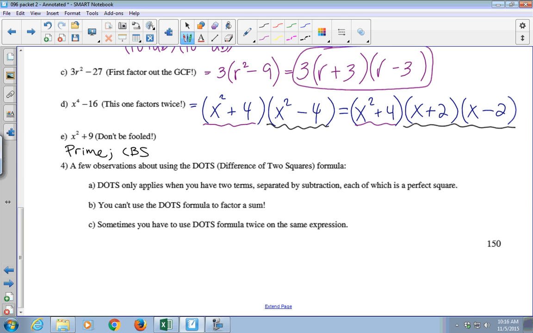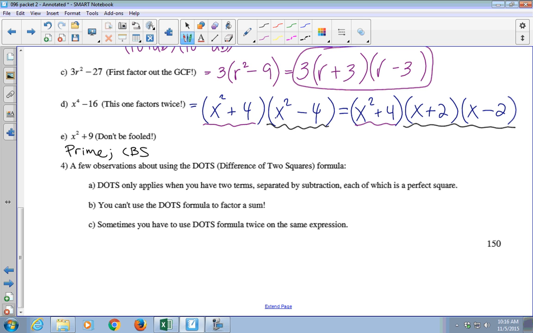All right, so a few observations about using the DOTS formula, which is my abbreviation for difference of two squares. Subtracting, the word subtraction, the answer to a subtraction problem is a difference, so difference of two squares formula. It only applies if you have two terms separated by subtraction, each of which is a perfect square. It's the only time you can use it.